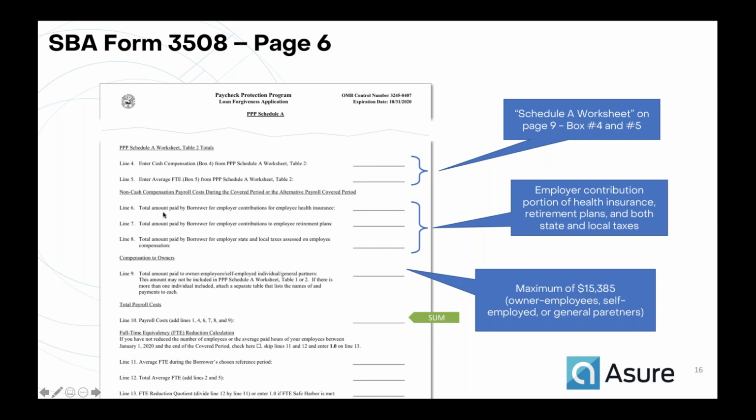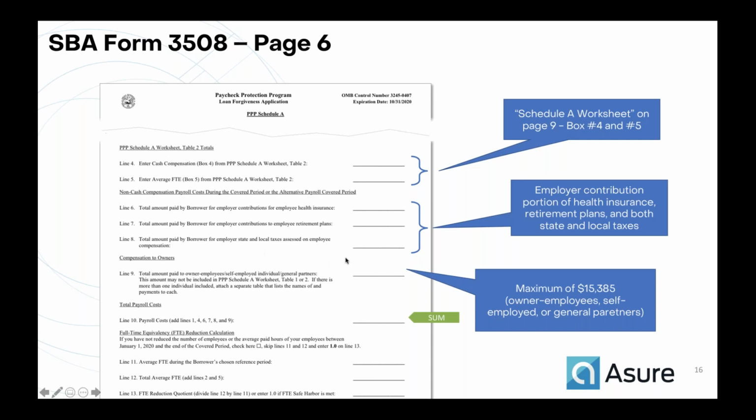So for line 6, total amount paid by borrower for employer contributions for health insurance. So if you provide group health care for your employees, your cost goes in here. This is additional to the wages that you pay your employees. Line 7, same thing, the borrower portion for retirement plan. So you have a 401k matching, whatever that matching is, that qualifies. Line 8, total amount from borrower for state and local taxes. So unemployment insurance, right? That's administered by the state. So you're still on for federal payroll taxes, Social Security, etc.